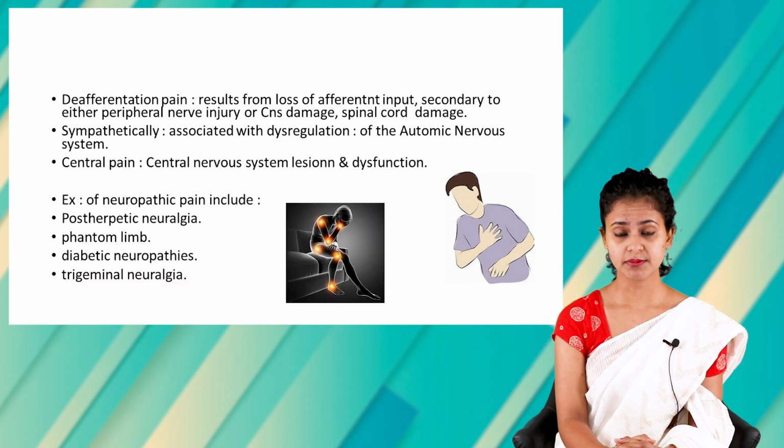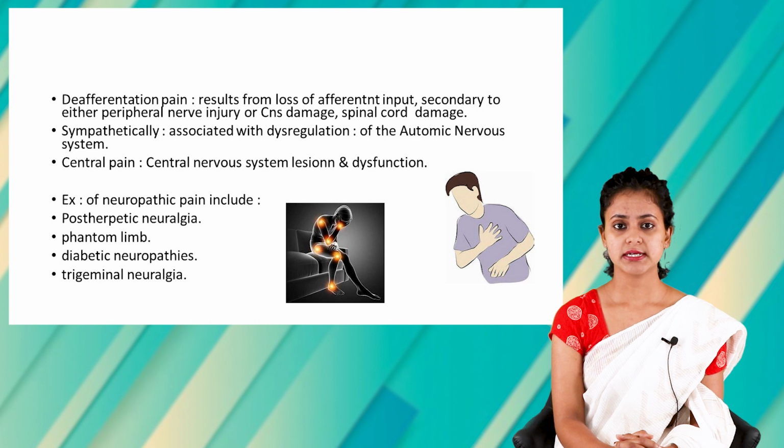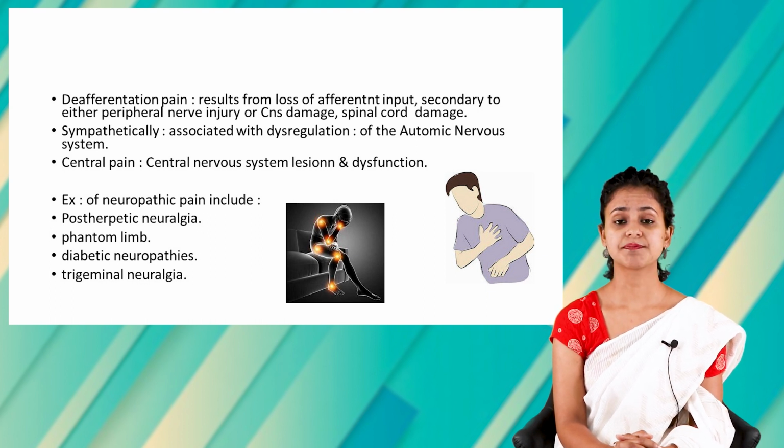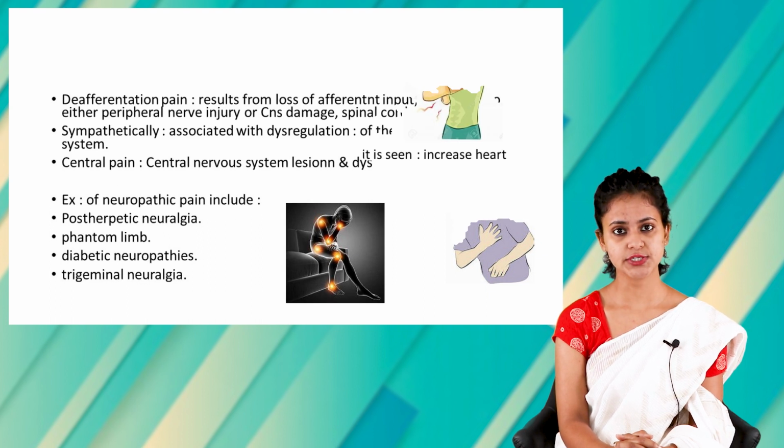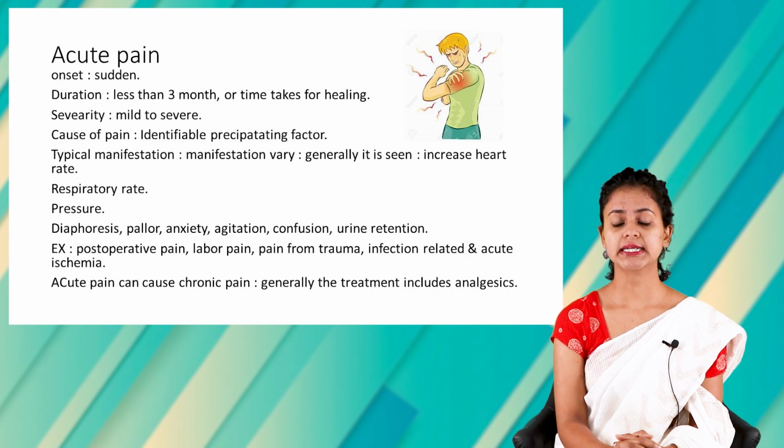Central pain basically occurs because of a lesion in the central nervous system or dysfunction of the central nervous system. Now we are going to learn about the type of pain which is classified depending on the duration of the pain for a particular individual. As I have mentioned, it is classified into two different segments. One is termed acute pain and the second is termed chronic pain.